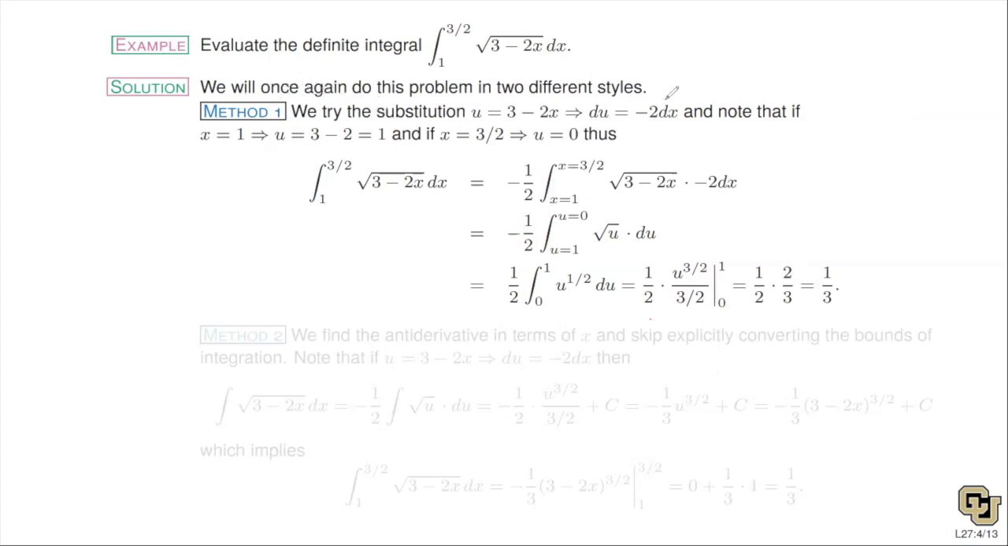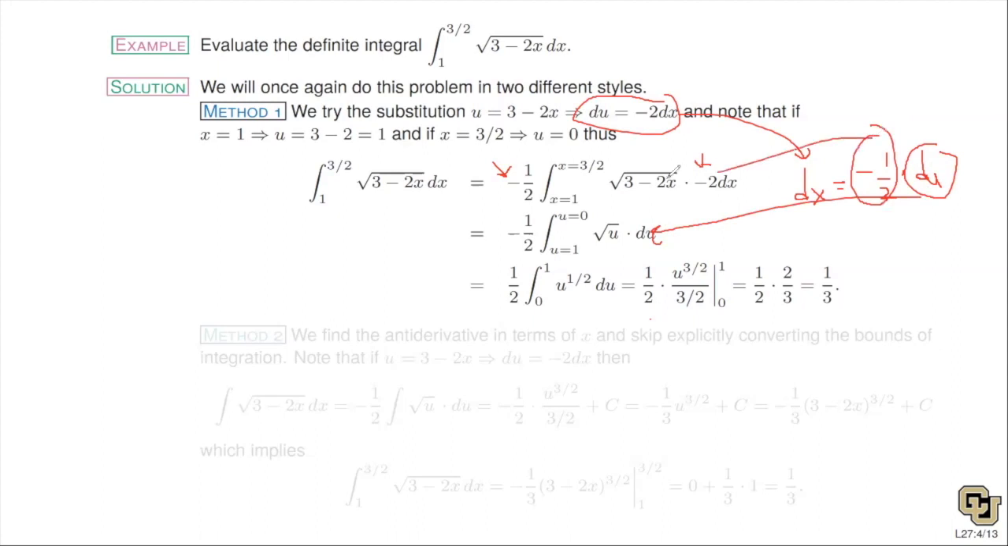So two comments. Regarding method 2, if you don't like this part where I put in the -2 and divided by a -2, the other option is to solve for dx. So if I solve for dx, this says dx equals -1/2 times du, or du over -2. And then when you plug it in, you get your du right here. And this -1/2 we pull out and we get it right here.